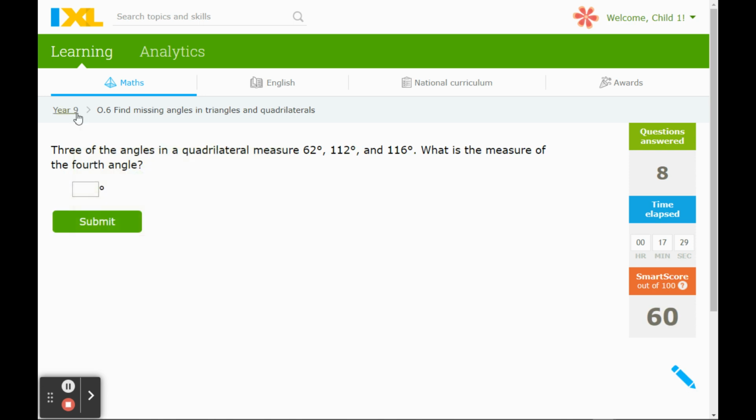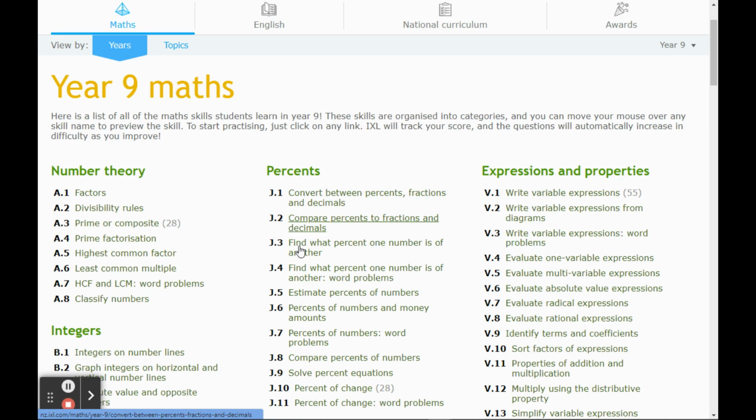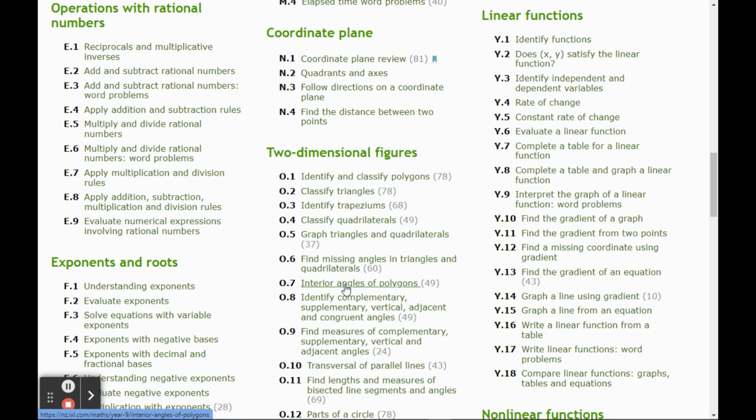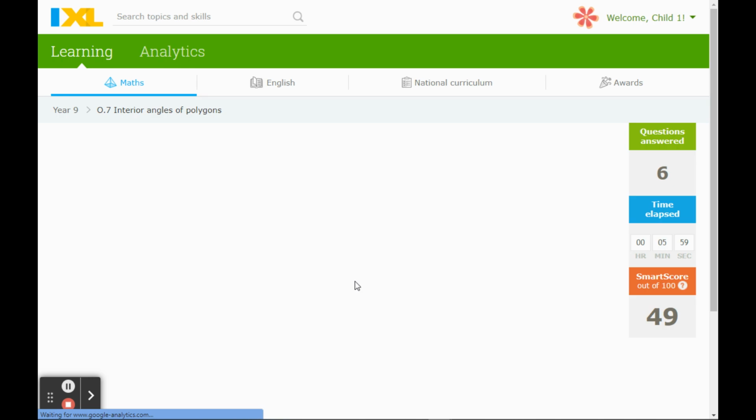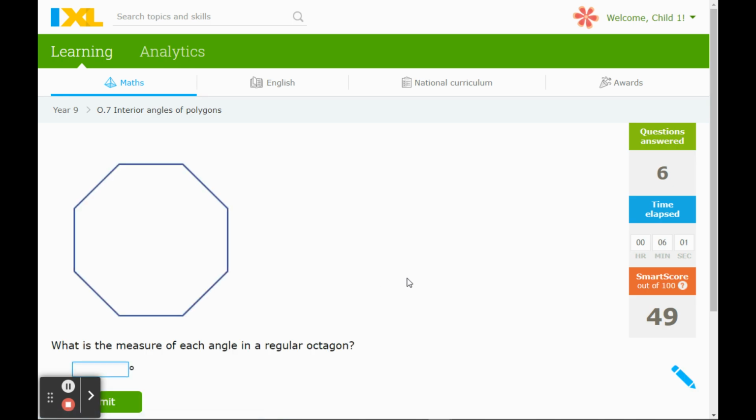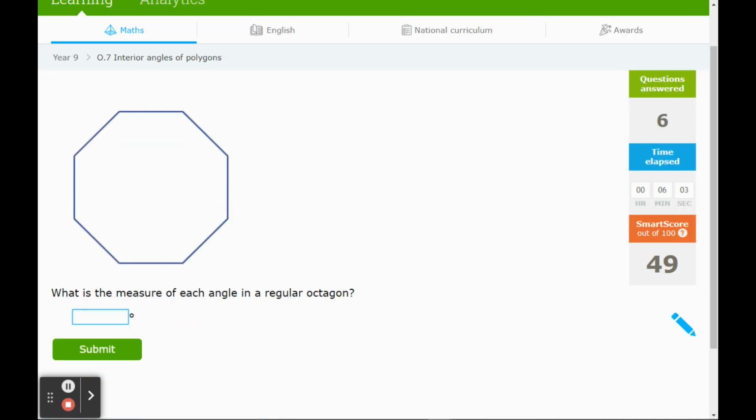Correct. All right, let's go back now and let's go to 07. Okay, let's have a look at 07. Interior angles of a polygon. Give it a go, see if you can find this. Try it first, press pause and then give it a go.